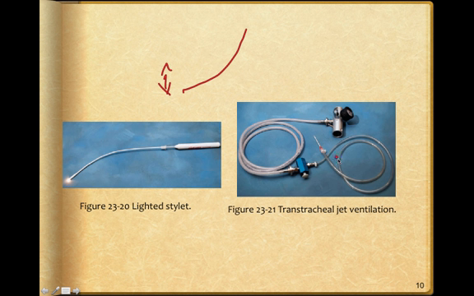Transtracheal jet insufflation. This is from a needle cricothyrotomy, and after the needle cricothyrotomy is placed, this device blows large amounts of air through this needle. Now, what it will allow is it'll allow us to ventilate somebody. We still have a problem, though, with air trapping.